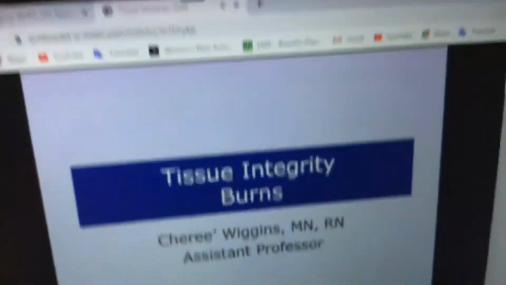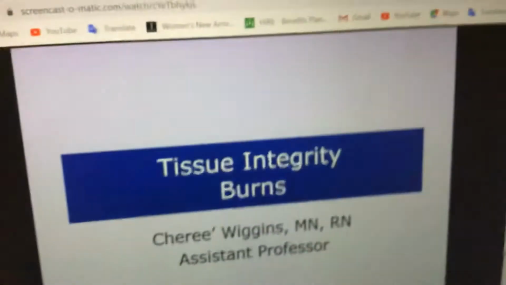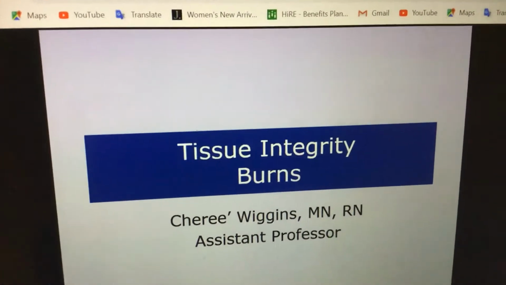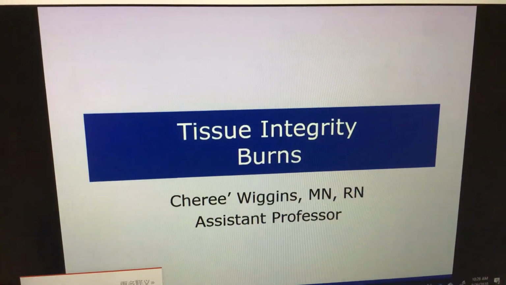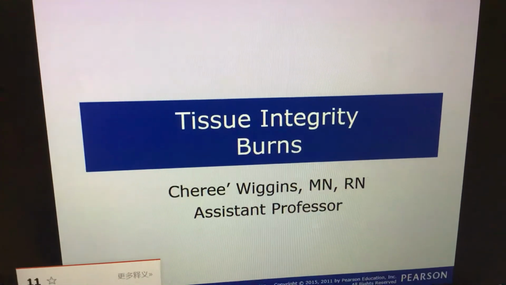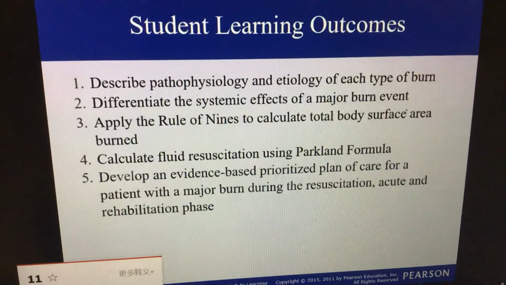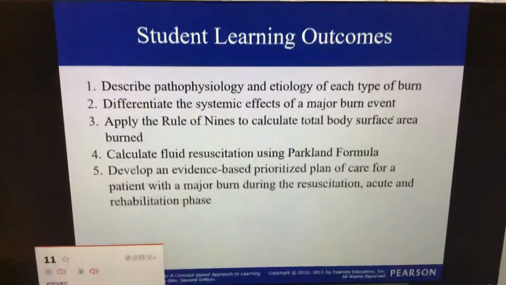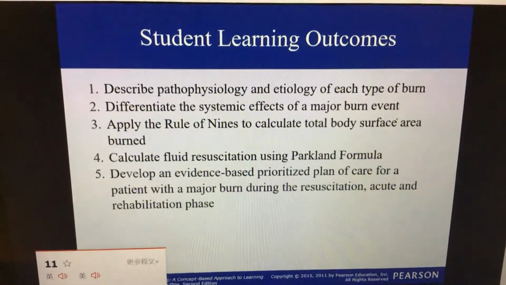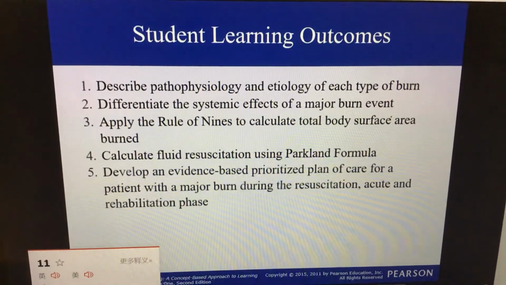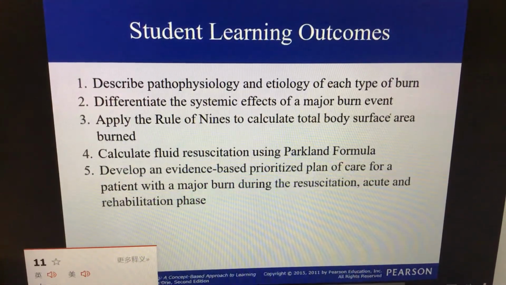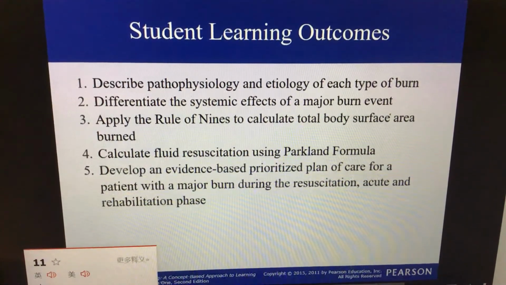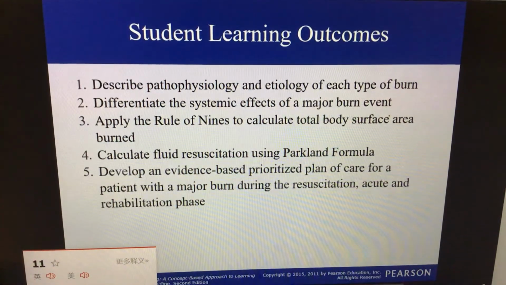This video is going to be discussing the concept of tissue integrity, and the exemplar that we'll be using is major burns. These are the student learning outcomes for this topic. They're going to be located on the tissue integrity tab in Canvas. You're going to use these student learning outcomes to guide you as you study this material.